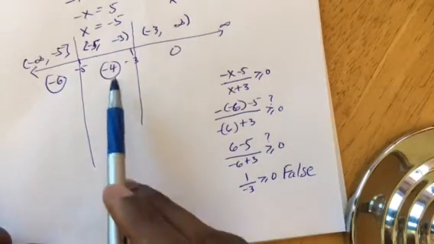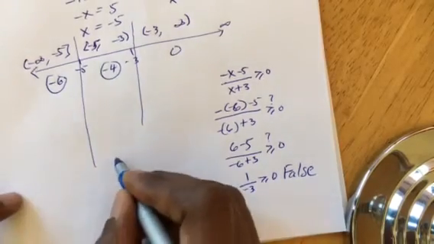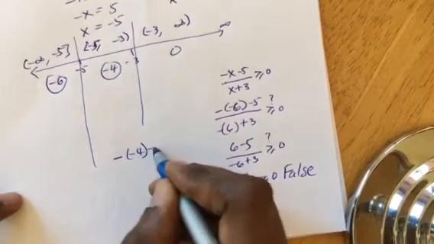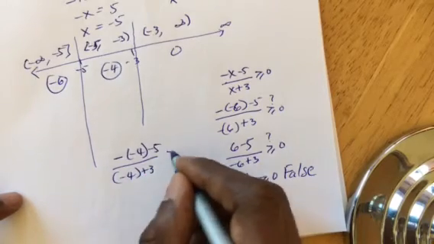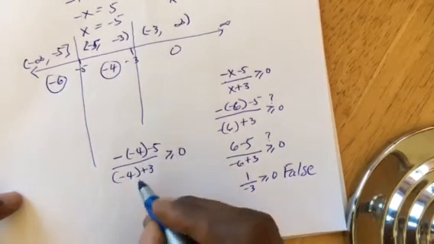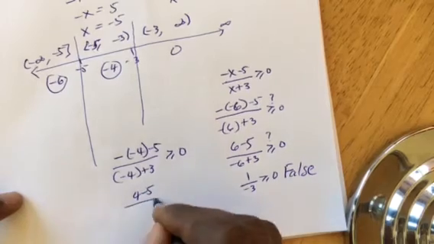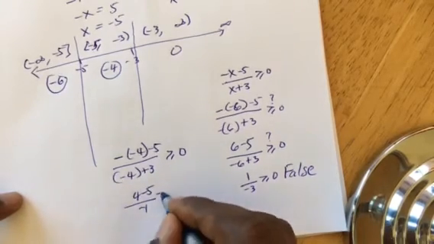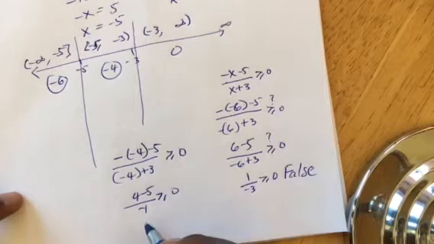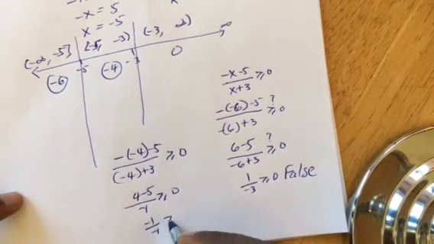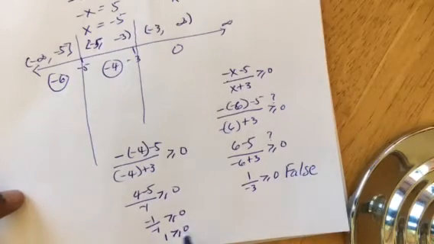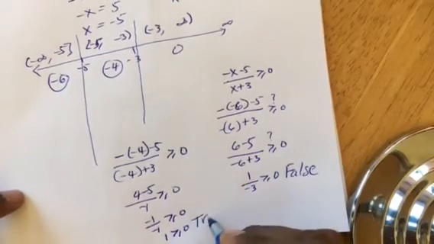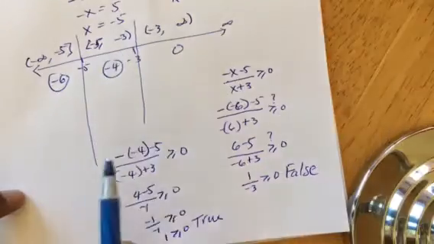So we can test the second one, which is negative 4. So we go negative and then negative 4 minus 5 all over negative 4 plus 3 greater than or equal to 0. So that would give you 4 minus 5 all over negative 4 plus 3 is negative 1, greater than or equal to 0. So the top one gives you negative 1 divided by negative 1 greater than or equal to 0. So which is what? 1 greater than or equal to 0. So is a positive number greater than 0? Yes. So this is a true statement. So we know that this is a solution.